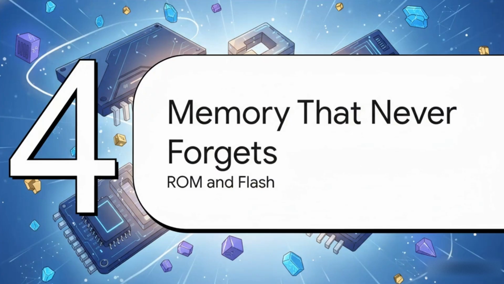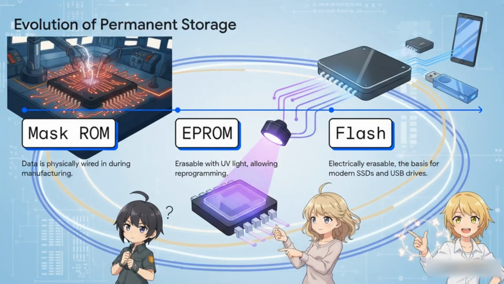So far, we've only been talking about memory that needs power to remember anything. The second you turn your computer off, it's all gone. So now let's explore a whole different kind of memory, the kind that holds onto your data even when the power is off. Welcome to the world of permanent storage. And the story of how we got here is just this fantastic journey of innovation. We started with something called mask ROM, where the data was literally baked into the chip at the factory. You could never change it.